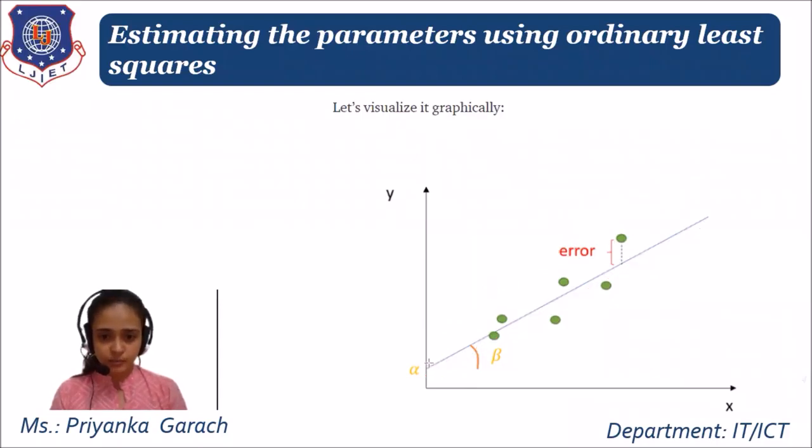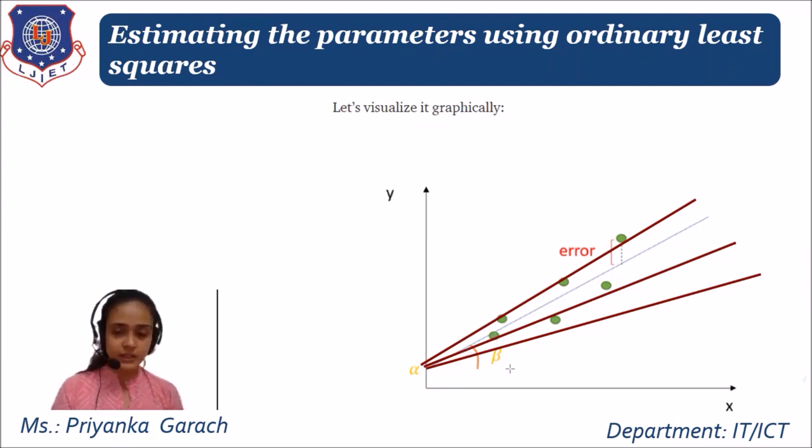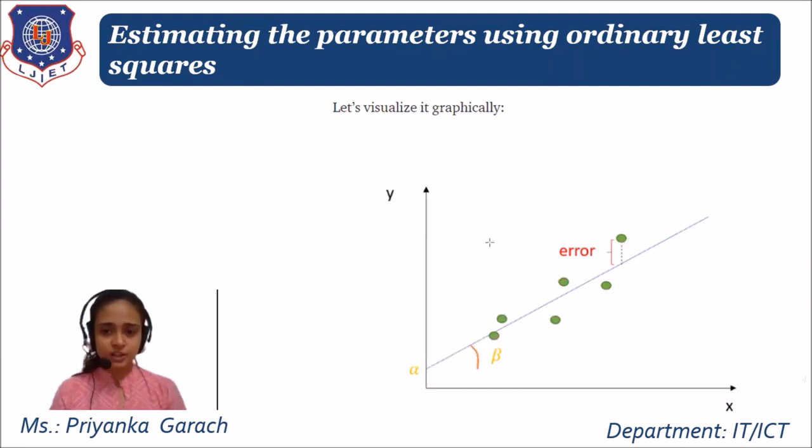Just for example, I have fixed this point, so my intercept is fixed. Now what is the value of beta? I could draw the line like this, or like this, or like this, or this particular blue line. What should be the slope? It means what should be the angle of the line. I have to draw the line in such a manner that this particular error term gets minimized.